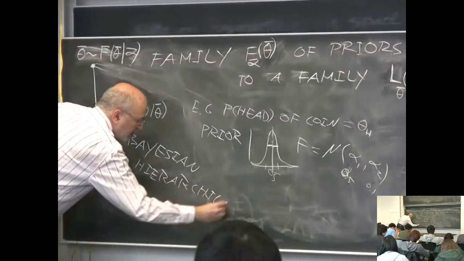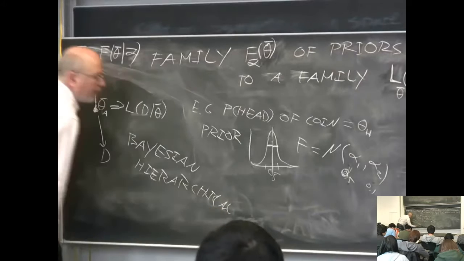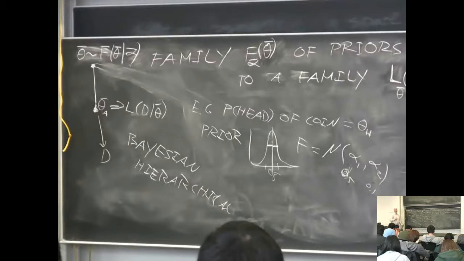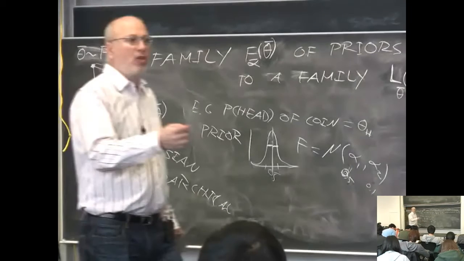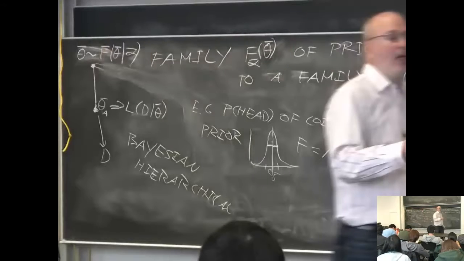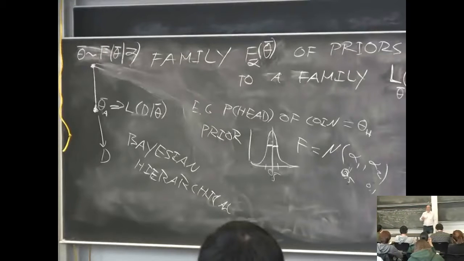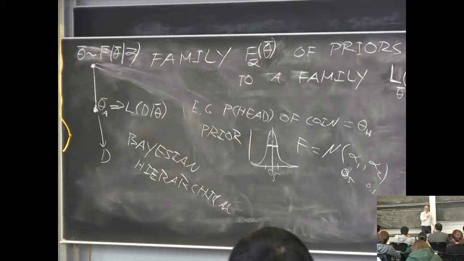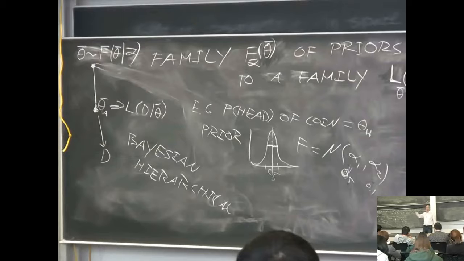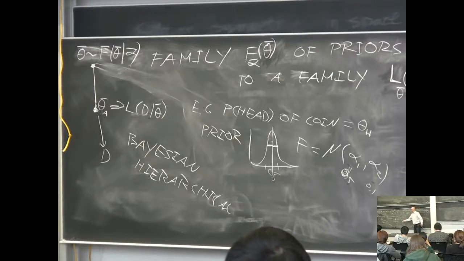And hopefully you can see if you had enough coins generated from the factory and each coin was flipped enough times, you could estimate not only the true theta for each coin, the true probability of head or how biased it is for each coin, but you can also start thinking about estimating the underlying distribution of the priors, namely estimating the alpha 1 and alpha 2.